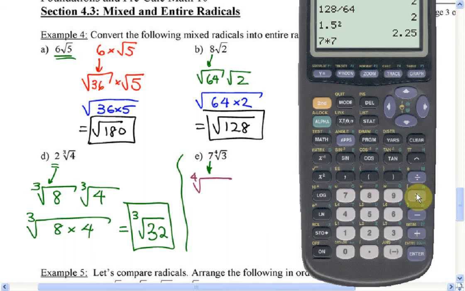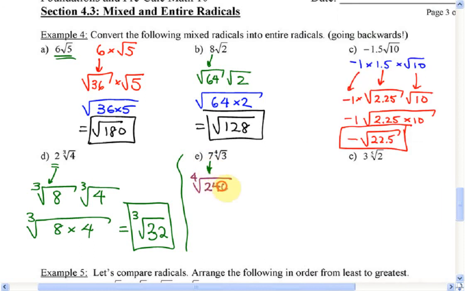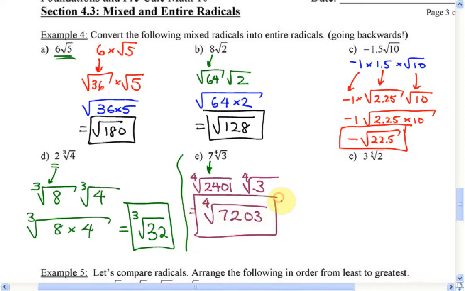7 times 7 times 7. Right. Whoa. 2,401. So the fourth root of 2,401 is equivalent to 7. So now go ahead and figure that out. And what's 2,401 times 3? I don't know either. Actually, I do know. 7,203. Done. Okay.